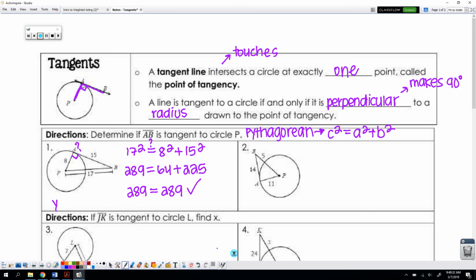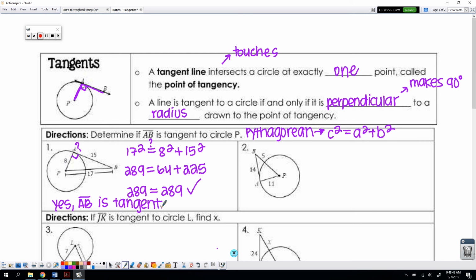So yes, AB is tangent. If they are equal, the answer is yes, this actually is a tangent. Not only does it look like one, it is one.